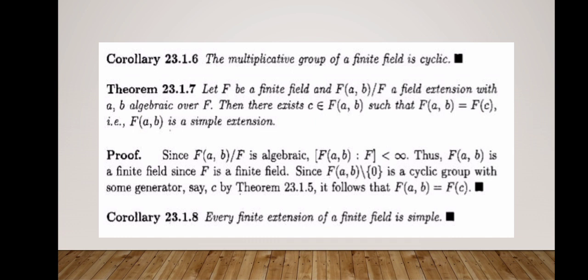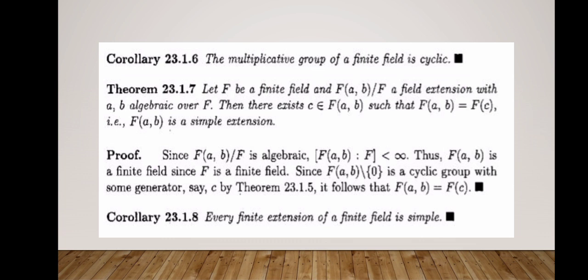Corollary 23.1.6. The multiplicative group of a finite field is cyclic. Theorem. Let F be a finite field and F(a, b) a field extension of F with a and b algebraic over F. Then there exists an element c of F(a, b) such that F(a, b) = F(c). F(a, b) is a simple extension.